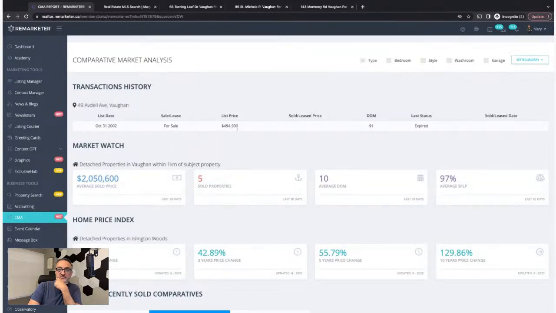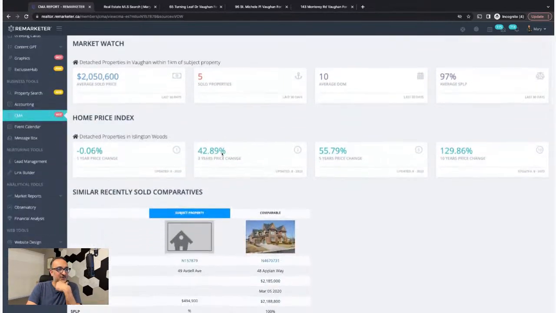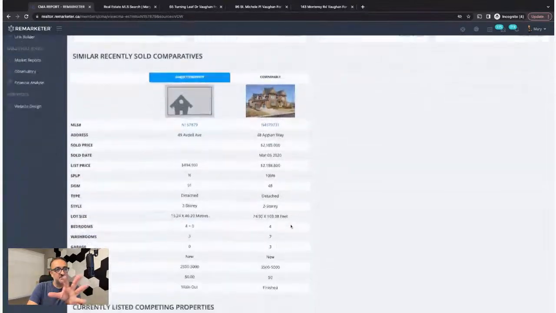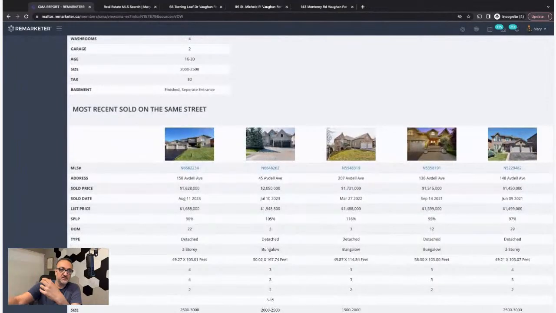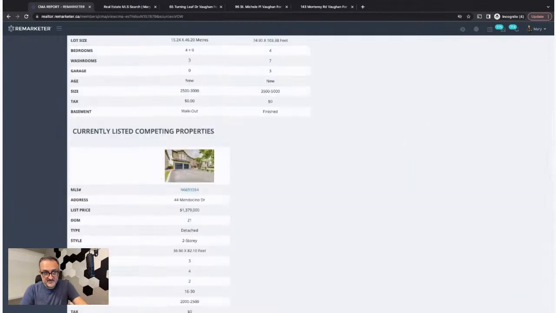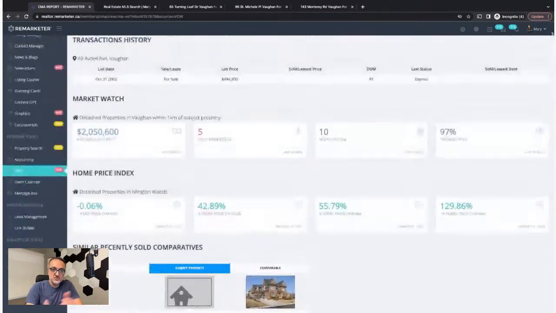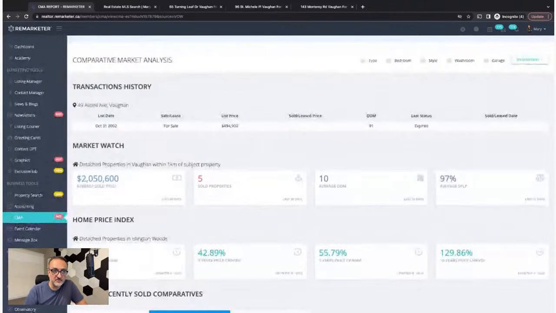You had an intention to sell in 2002. Why not today, 21 years later? We can even see comparables, we can see competing properties, etc. You can even tell them that your neighbor here sold for $1.6 million in August 2023. That other neighbor sold for $2 million in July 2023. Why don't you want to sit down and talk about it? So what a great set of information to have available just before talking to the homeowner.